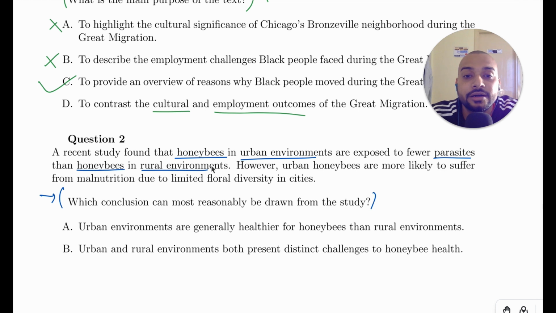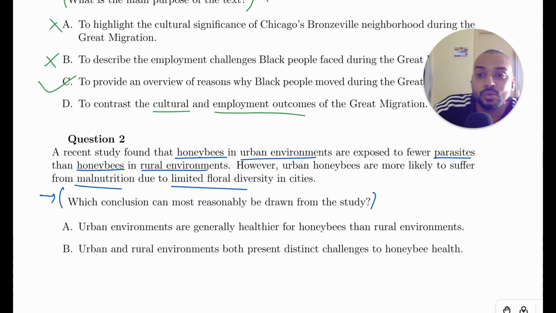However, urban honeybees are more likely to suffer from malnutrition due to limited floral diversity in cities. Okay, so they're more likely to suffer from malnutrition, the urban ones, due to limited floral diversity in cities. So the first idea says that the honeybees are exposed to fewer parasites in the urban environments, which suggests that this would be better.